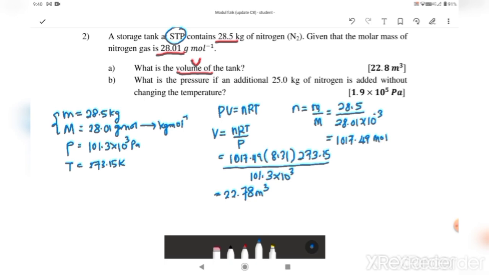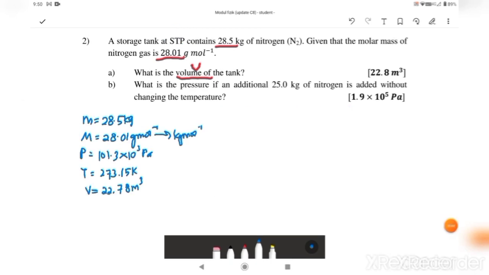So this is the answer for question A. Okay, for question B. The question asks, what is the pressure if an additional 25 kilograms of nitrogen is added without changing the temperature? From the question, we know that the new M is M1 plus 25 kg, because the additional 25 kilograms of nitrogen is added without changing the temperature.